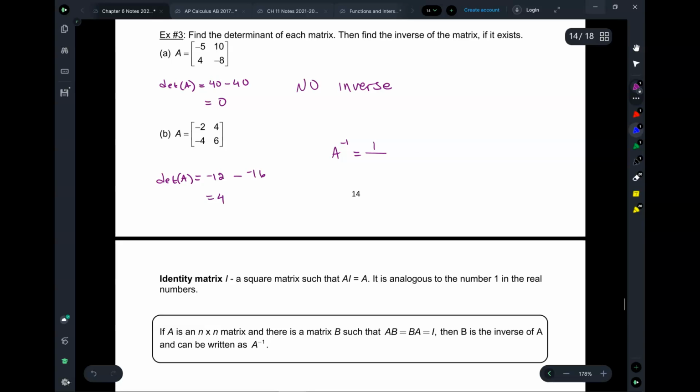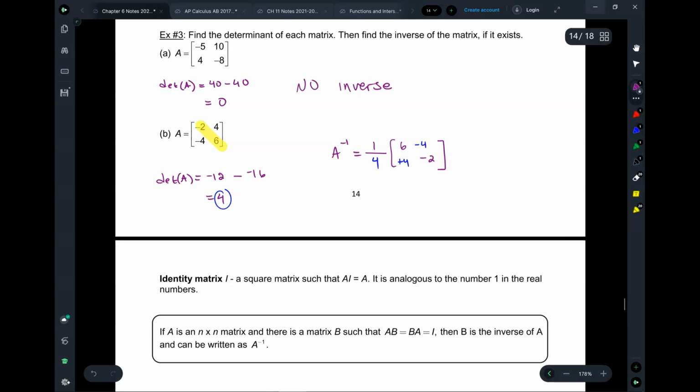So A inverse is going to be 1 over this number, 4. And then in the new matrix, this diagonal, they change spots. So 6 and negative 2. The other ones, their signs change. So negative 4, positive 4.